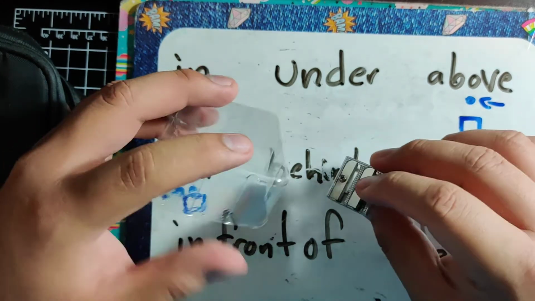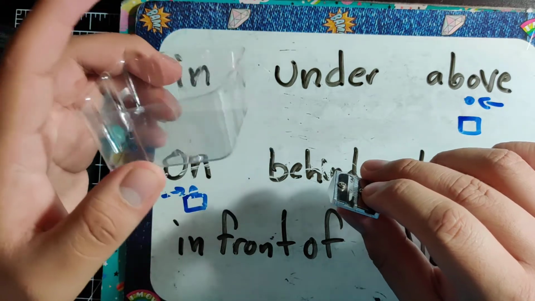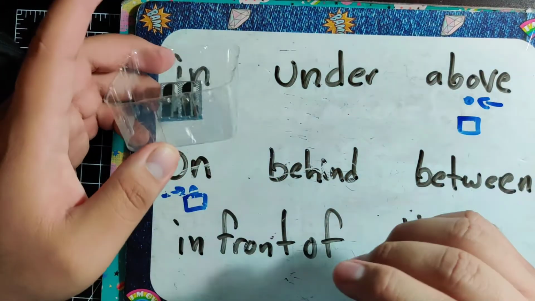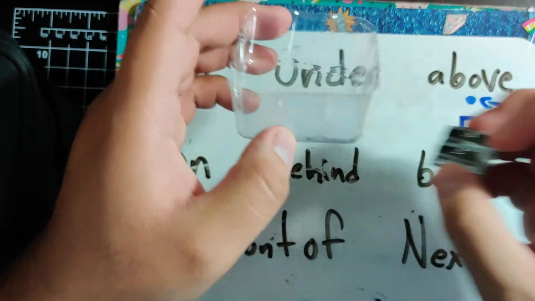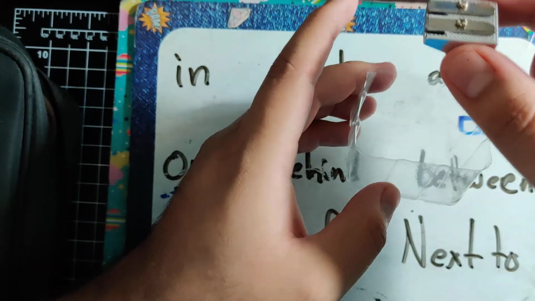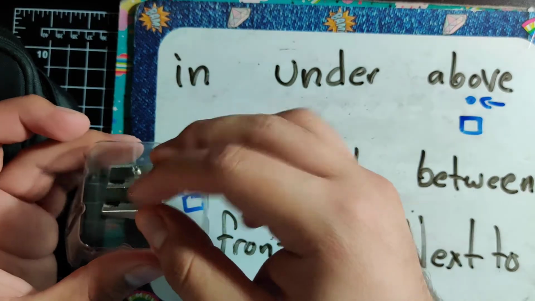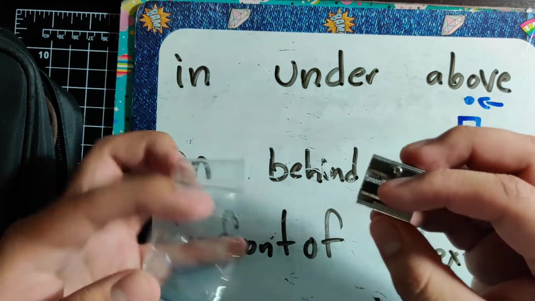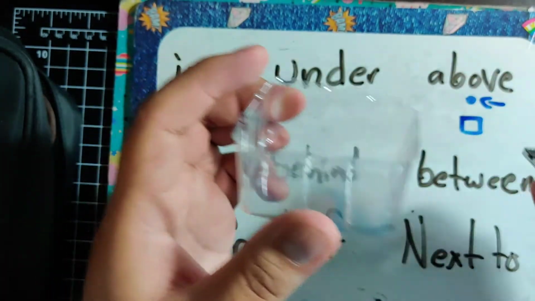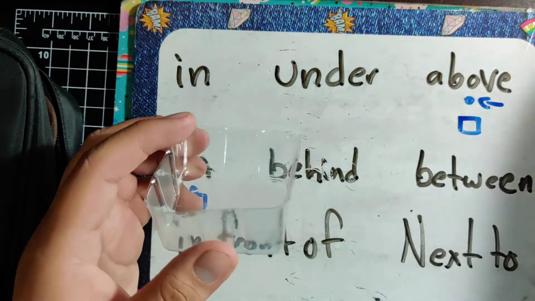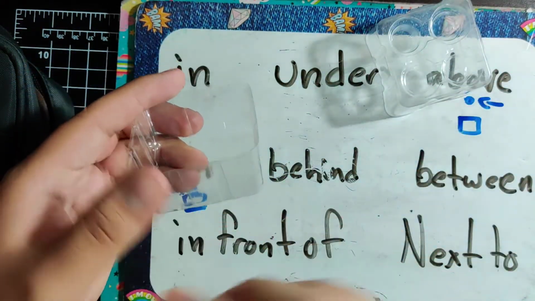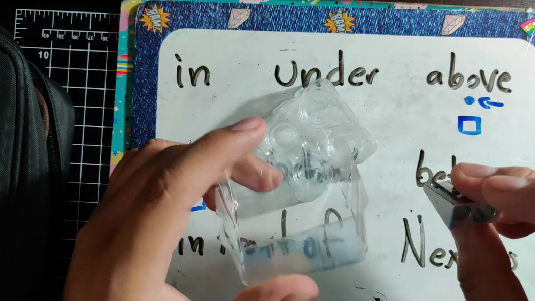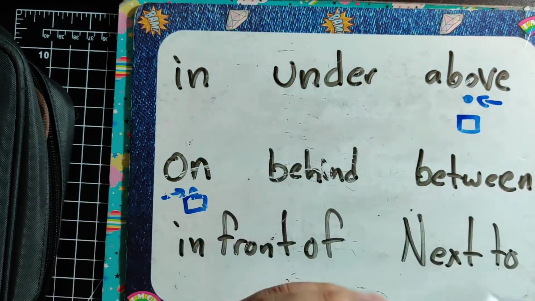Okay? Next to. So once again, let's review quickly. In, under, above, on, behind, between, in front of, and next to. Okay?